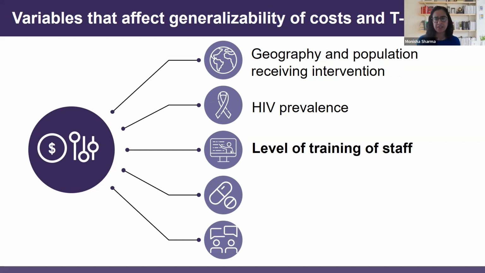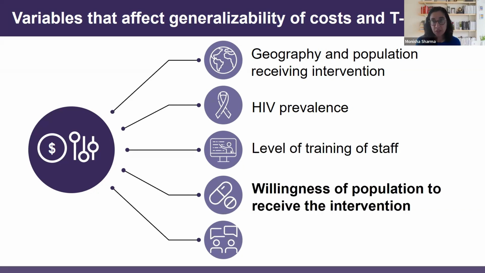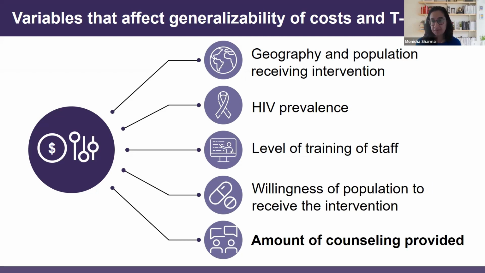The level of training of staff. So if you measure the time and motion in one area and try to generalize it to other locations, there might be different qualifications that the staff have. The willingness of the population to receive the intervention, and then other variability associated with personnel themselves. So some personnel will just spend more time providing counseling, and that will just be an inherent variability.